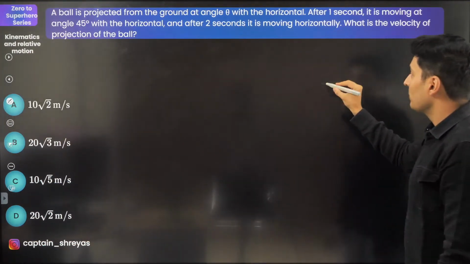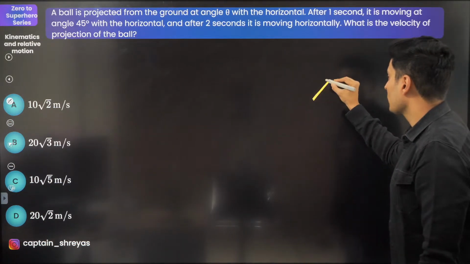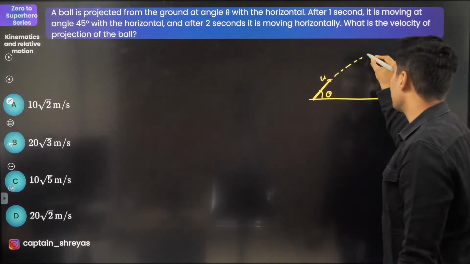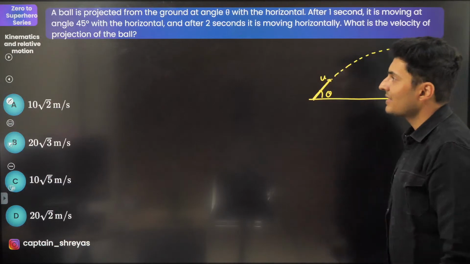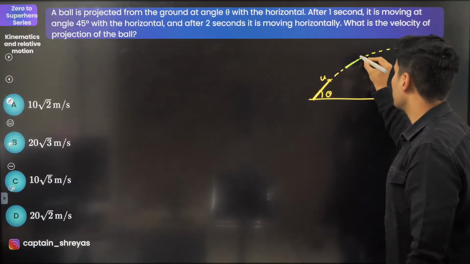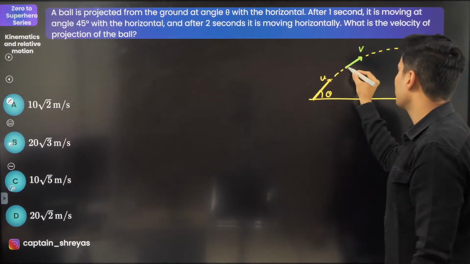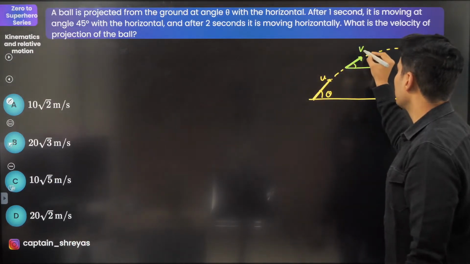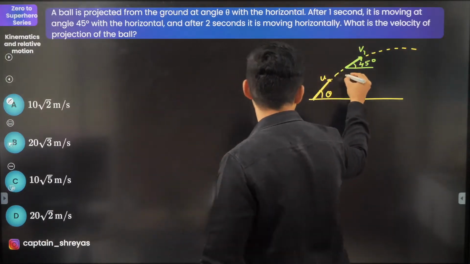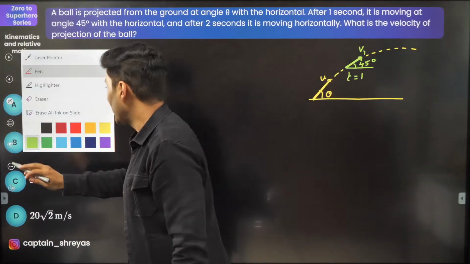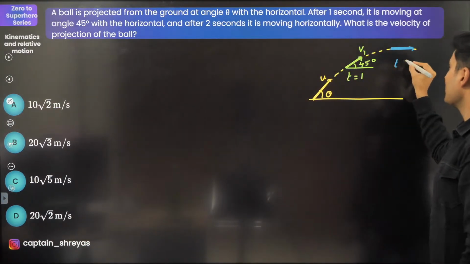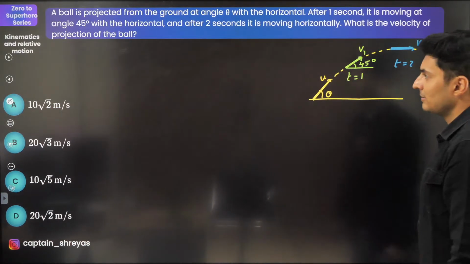A ball is projected from the ground at an angle theta. So this is theta, this is u. It goes like this, like this, like this. So at some instant, it makes 45 degrees with the horizontal. So this velocity v1 over here makes 45 degrees with the horizontal. This is at t equal to 1 second. At t equal to 2 seconds, it moves horizontally. So this is t equal to 2. This is the final velocity.